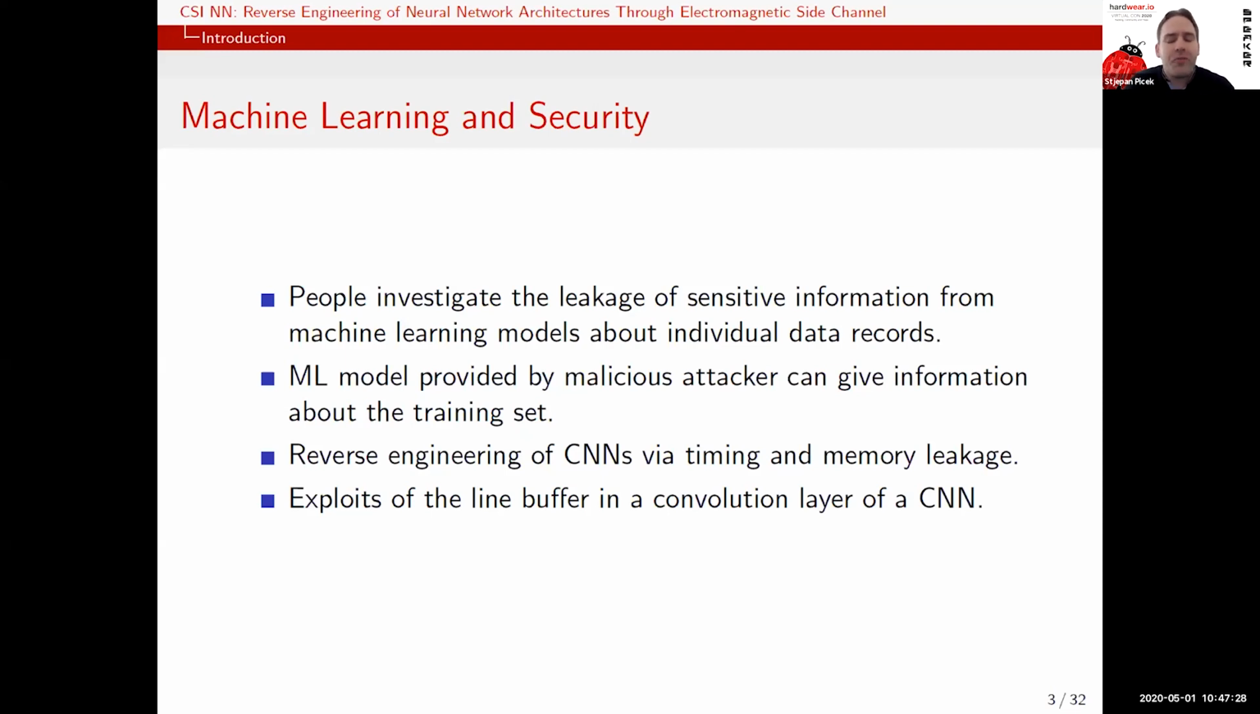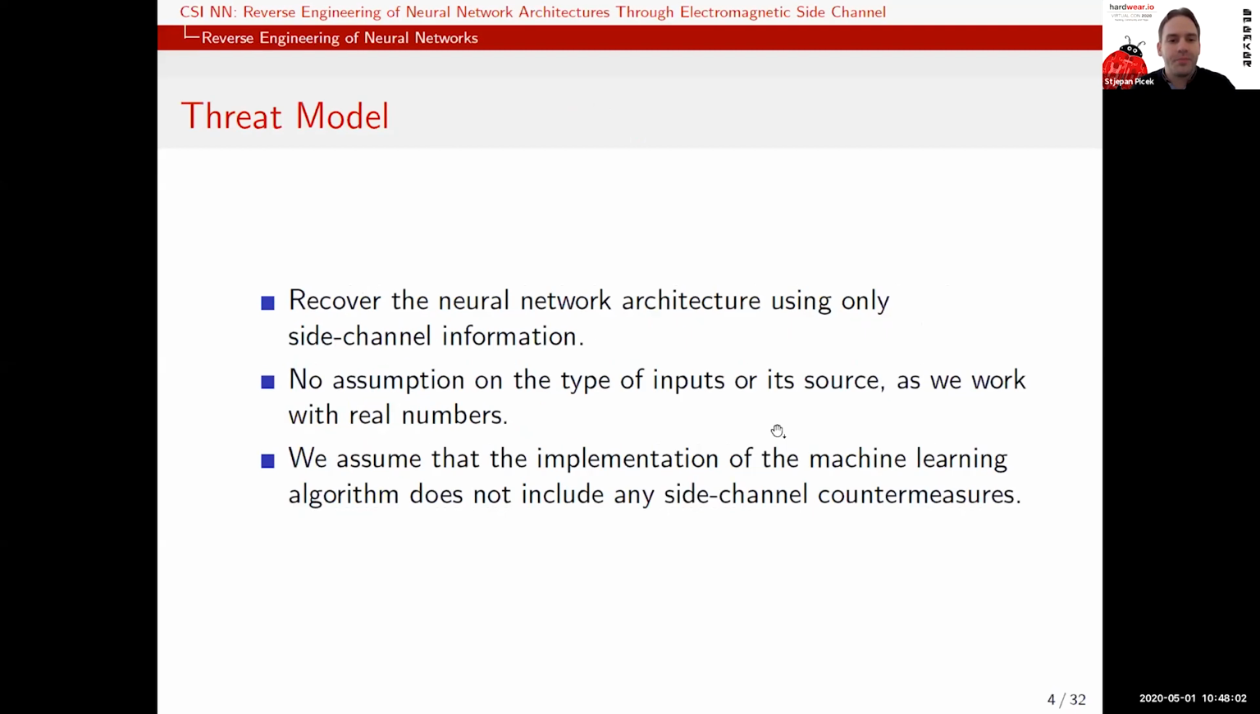Usually they explore it using something specific, something special. For instance, you use a special kind of implementation of your neural network, and simply because it's implemented in exactly that way, you can use, for instance, timing or memory leakage to break it. You could exploit line buffers in convolutional layers of CNNs, convolutional neural networks, and similar. But the main message is you use something implementation specific to do your attack.